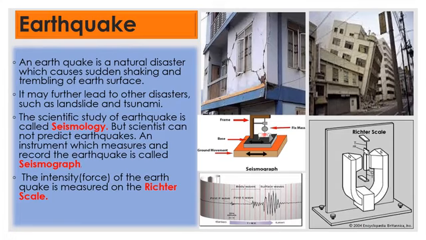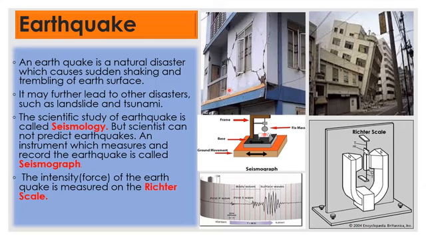Let's see the first natural disaster, that is the earthquake. An earthquake is a natural disaster which causes sudden shaking and trembling of the earth's surface. Because of this tremble and shaking, many houses on the surface get destroyed. You can see some houses get tilted. There are lots of cracks on the surface of the houses, and it may further lead to other disasters such as landslides or tsunami, which we are going to see in the next video of these disasters also.